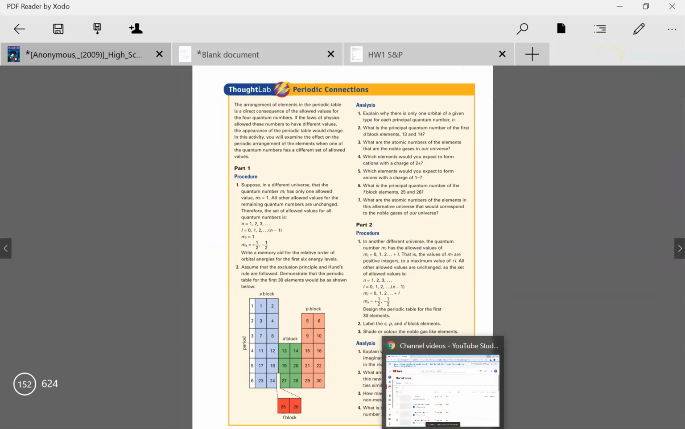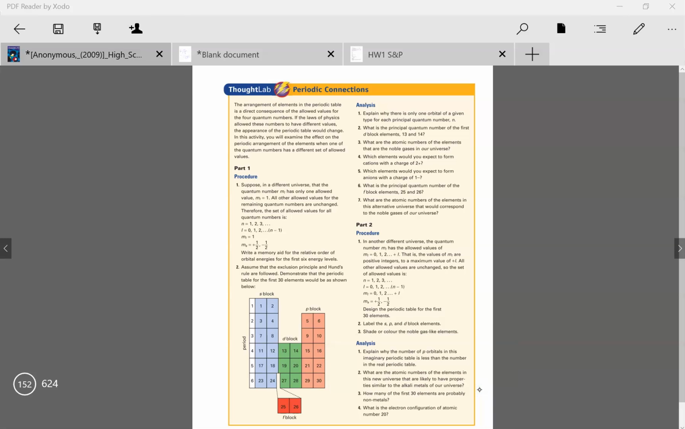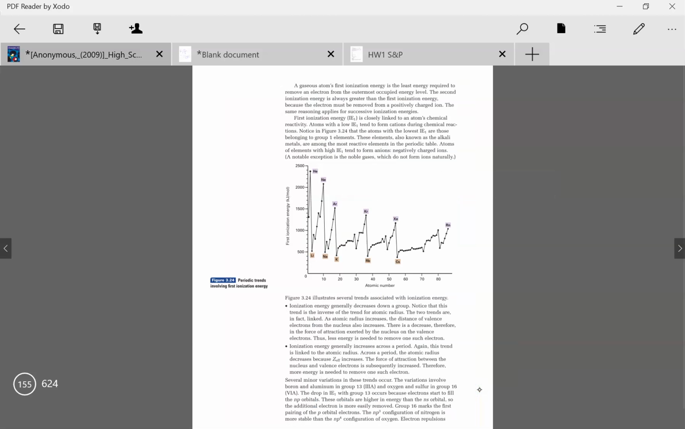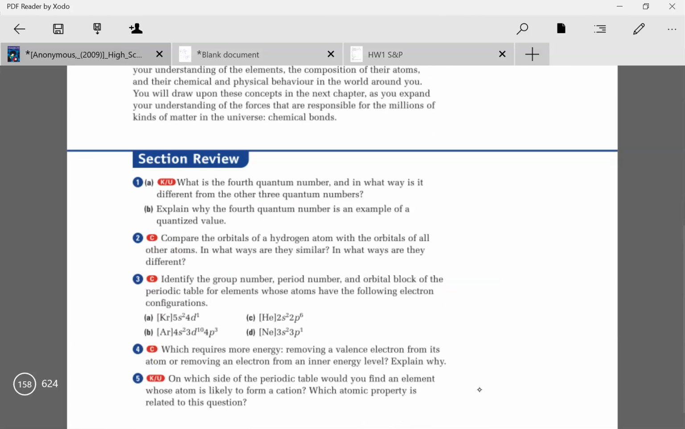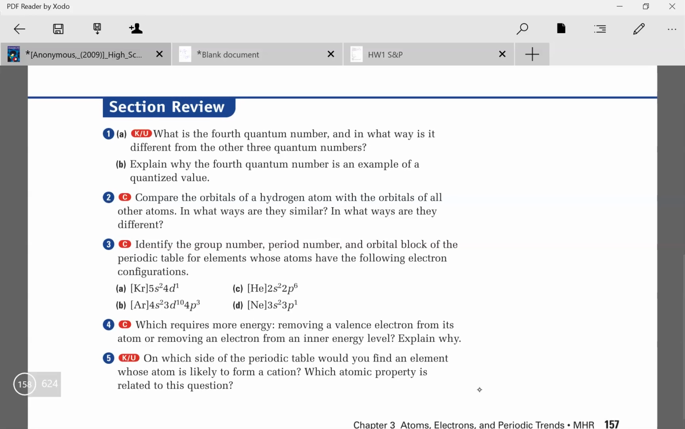How much time do I have left? 15 minutes. Let's see if we can do. We're not doing this question. We're not doing that question. Identify the group number, period number, and orbital block of the periodic table.